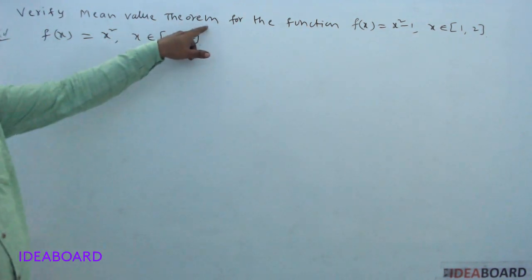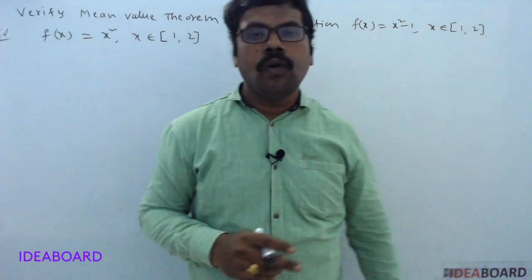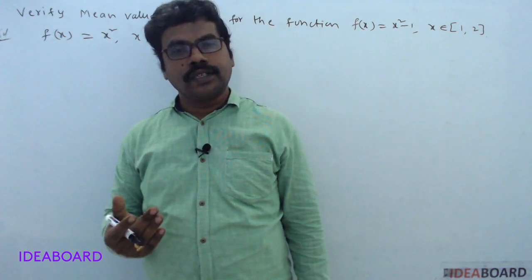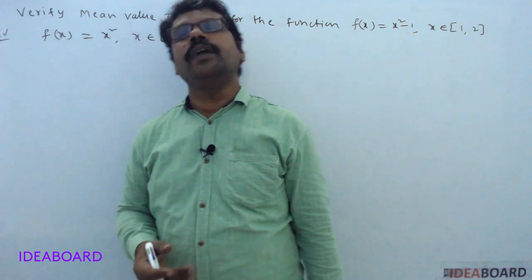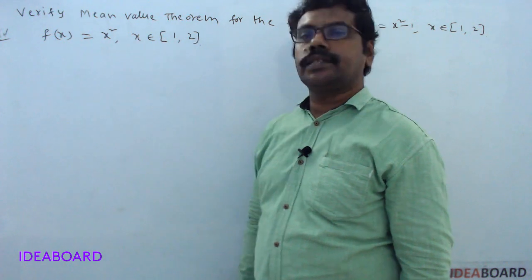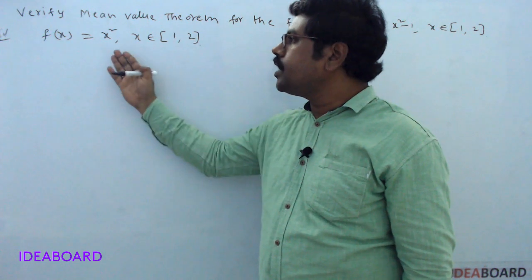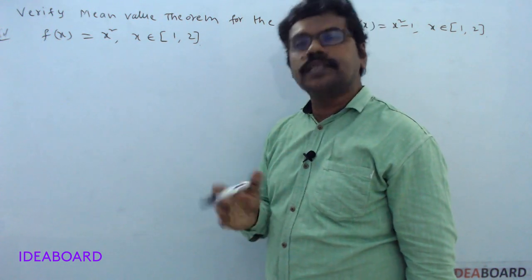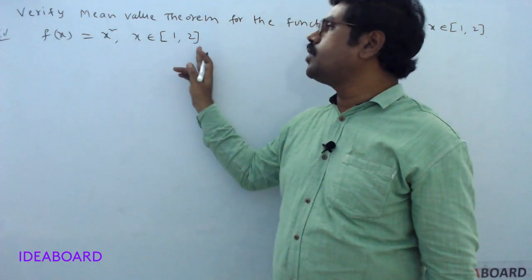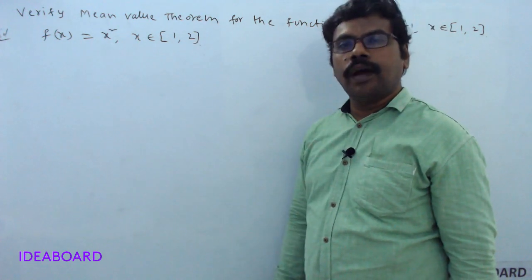Now here, in mean value theorem, you always have to check two conditions. What are those two conditions? Continuity in the closed interval a comma b, and differentiability in the open interval a comma b. Now what is our function f of x? F of x equals x square. Clearly it is a polynomial function. Being a polynomial function, without any discussion, you can write down that this function is continuous in the closed interval 1 comma 2, and f of x is differentiable in the open interval 1 comma 2.